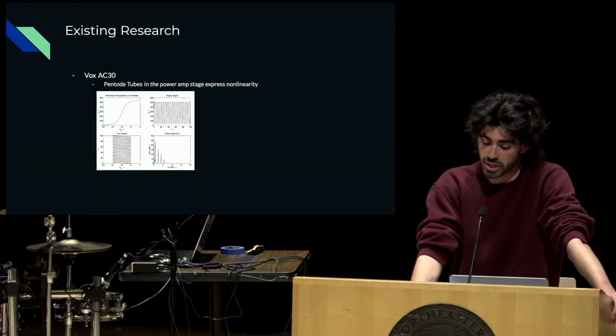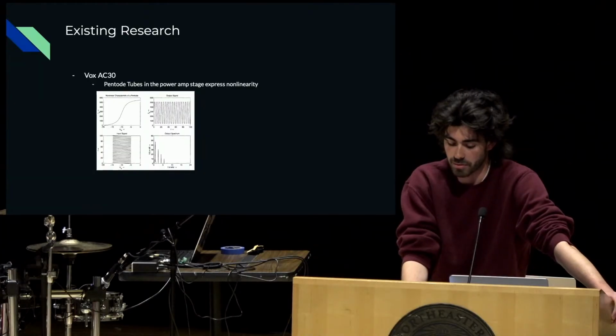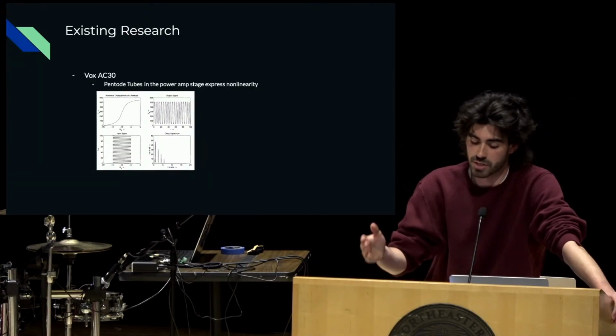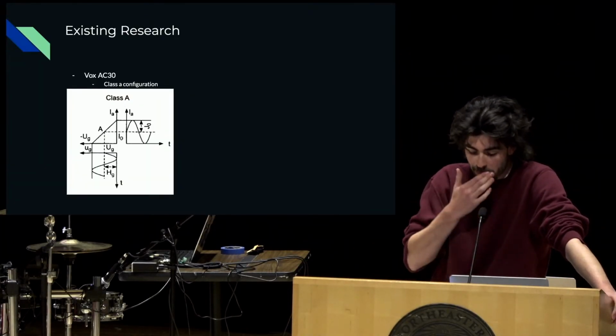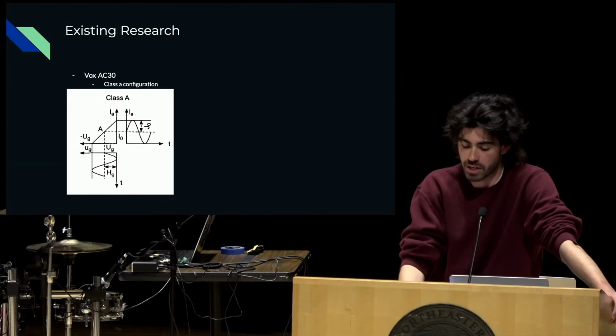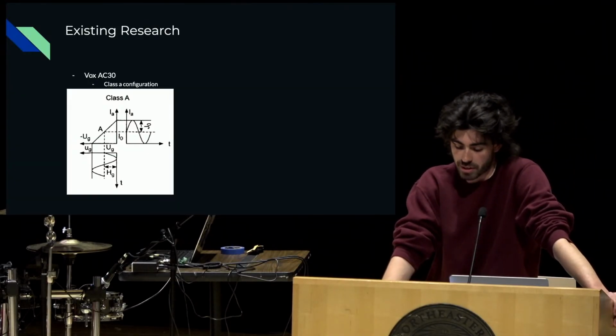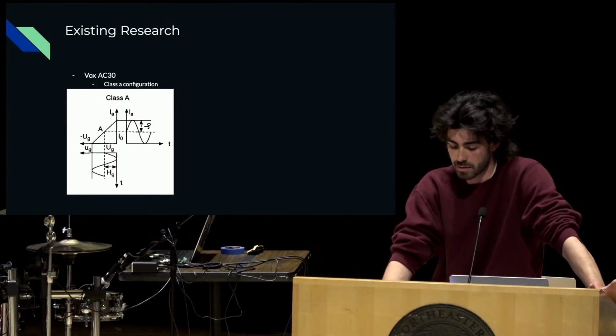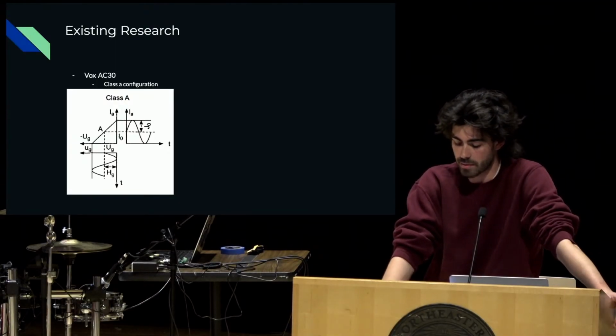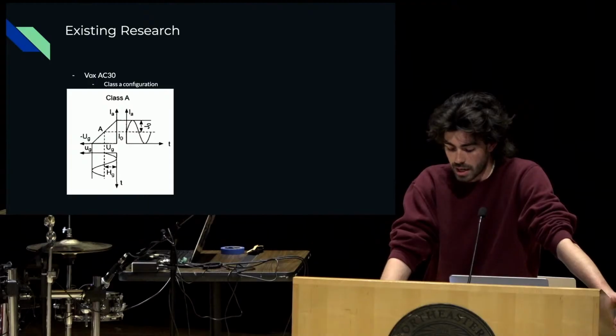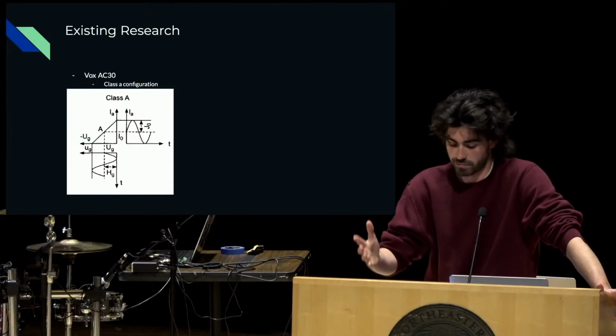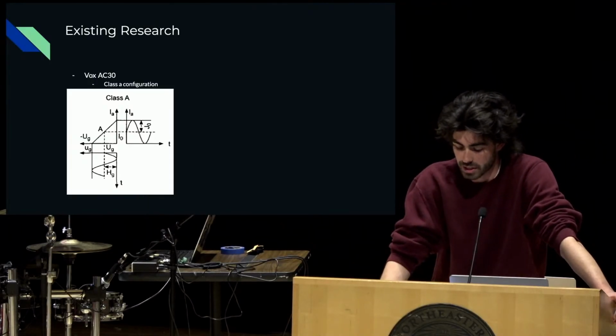For instance, the Mesa Boogie features two cascading preamplification stages, leading to the emphasis of that second harmonic. The Vox AC30 features a Class A configuration of the power amp stage, and this Class A configuration amplifies the entire signal in the power amplifier at all times, leading to an emphasis on those odd harmonics in that power amplifier stage that is enabled. These subtle differences in hardware affect signal differently.